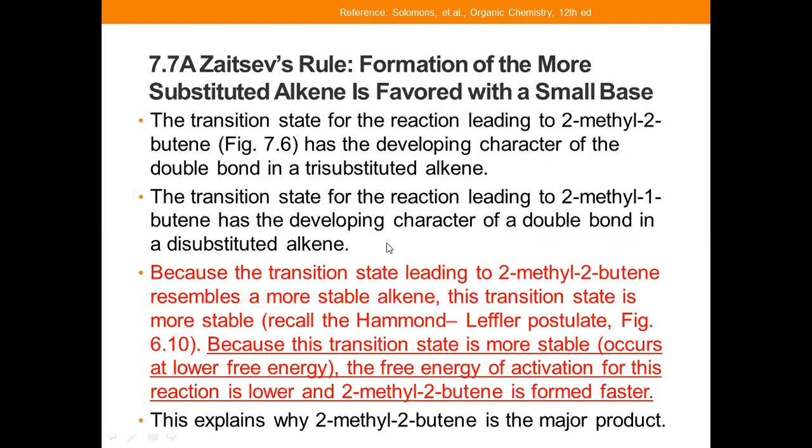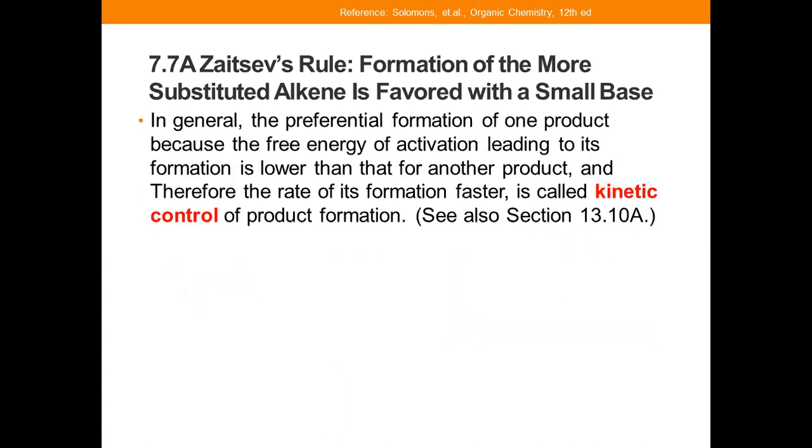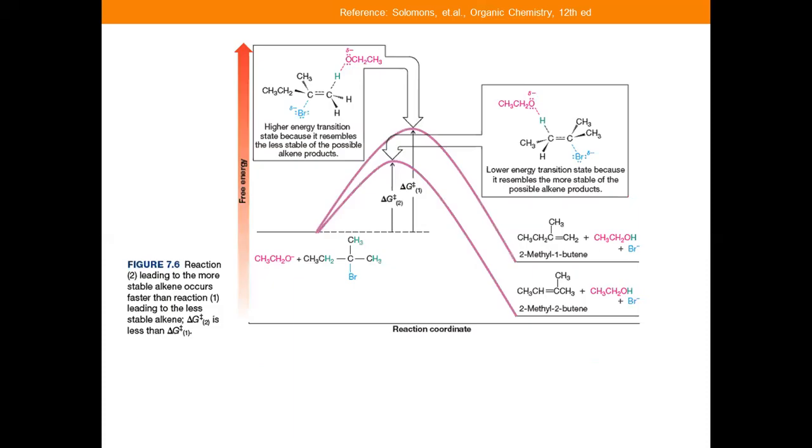Okay, so the preferential formation of the product having the lower free activation energy means it is formed much faster. This is what we call the kinetic control of the product. You have a lower delta G when we produce this trisubstituted alkene. That's why this one is much more highly favored than the other.